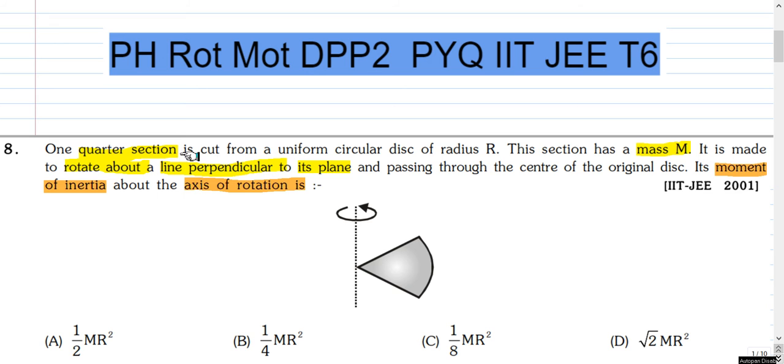It is made to rotate about a line perpendicular to its plane and passing through the center of the original disc. Its moment of inertia about the axis of rotation is. 4 options are given. You can pause the video and attempt the question.